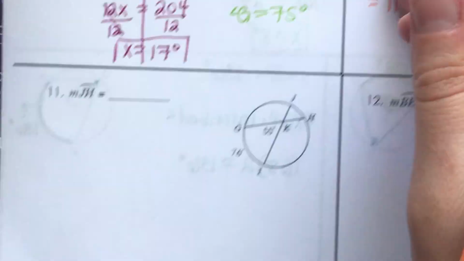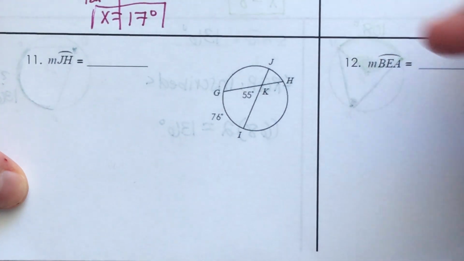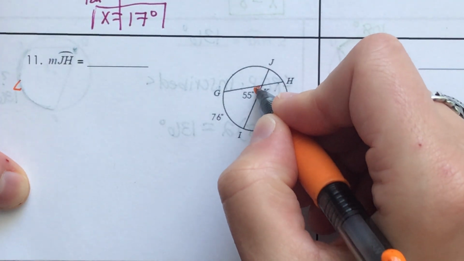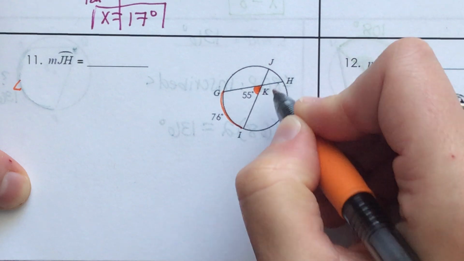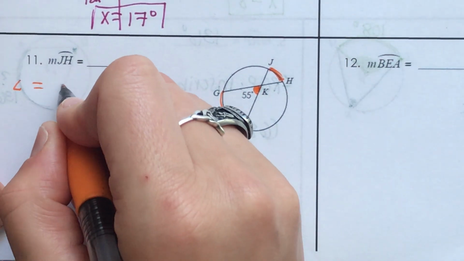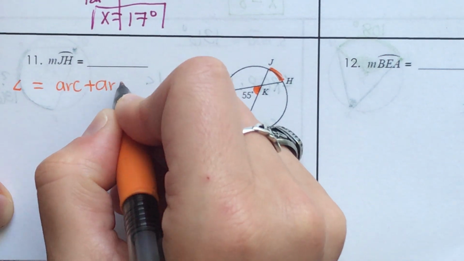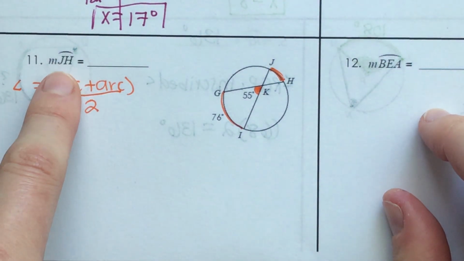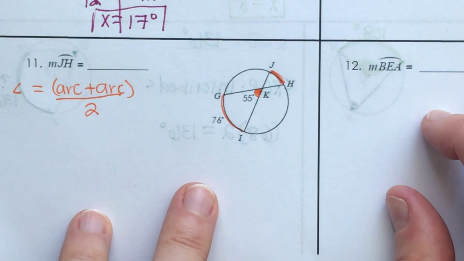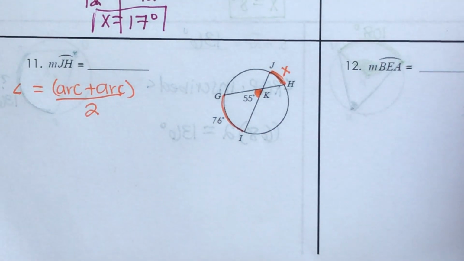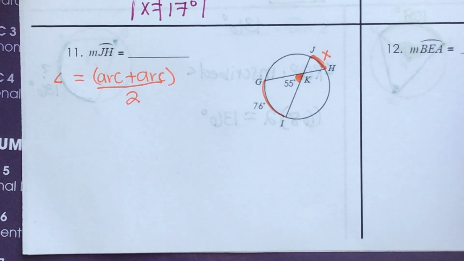Intercepted angles. Same thing over here for number 11. The angle, right, because I've got an angle right here, I've got an arc and an arc. Okay, so the angle is always equal to the arc plus the arc, the two intercepted ones, divided by 2. Now this one's a little different because it's asking me to find the measure of arc JH. I want to know what this side is. That's okay. I'm still going to set it up the same way, but I'm going to make sure I plug in my numbers into the right spot here.